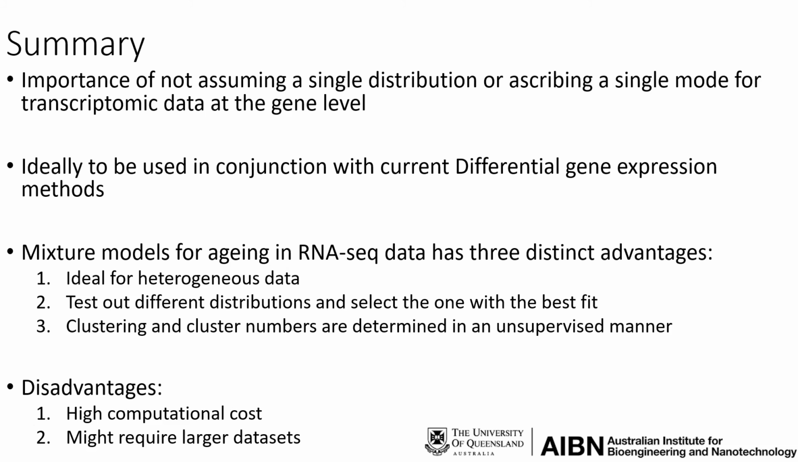And so lastly, to sum up, it's important for us not to assume a single distribution or assign a single mode for transcriptomic data specifically at the gene level itself. Ideally, this mixture model should be used in conjunction with different gene expression methods such as HR. Furthermore, mixture models for aging RNA-seq data seem to have three very distinct advantages. Firstly, as I said, it's ideal for heterogeneous data. Secondly, it allows us to test different distributions and select the one that fits best. And last but not least, clustering and cluster numbers are determined in almost an unsupervised manner. One of the disadvantages of mixture models is their high computational cost, and therefore they also might require larger data sets.